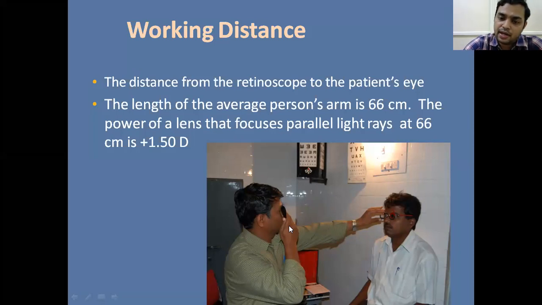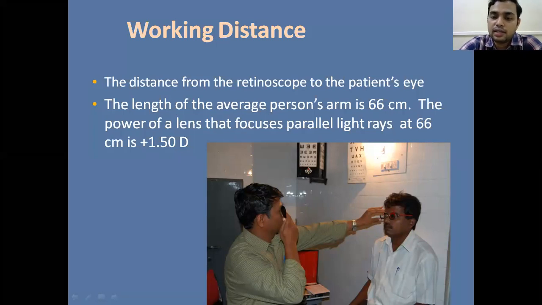As we are at the arm length distance, in order to converge parallel rays and focus them, we need a plus 1.5 diopter lens. So we have to put a plus 1.5 diopter lens into the trial frame before performing the retinoscopy.